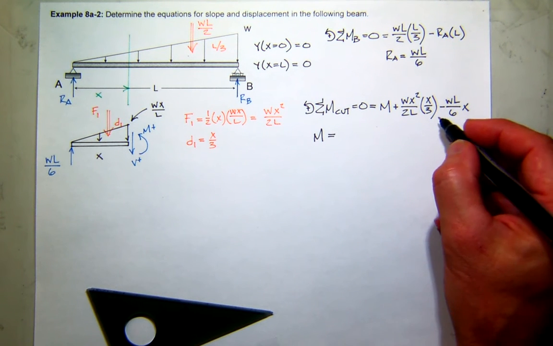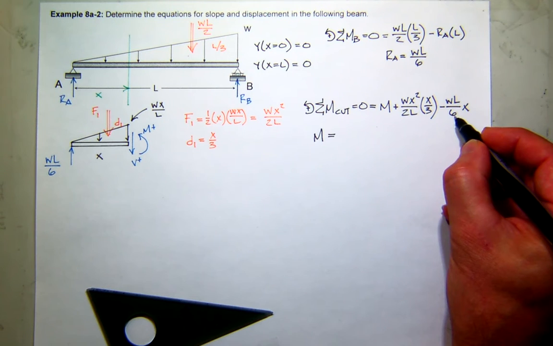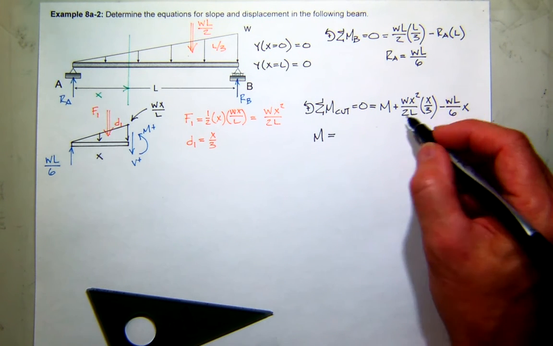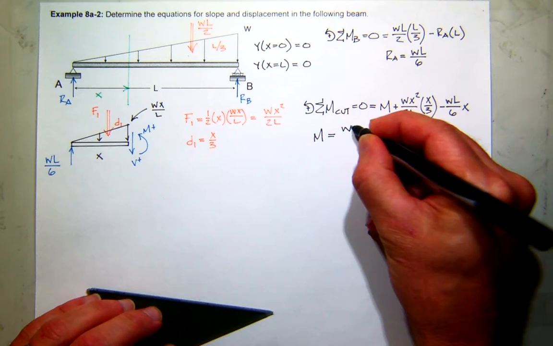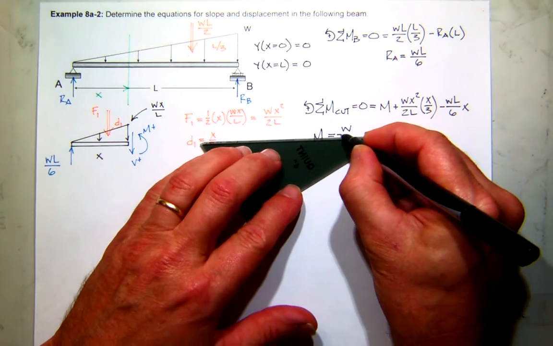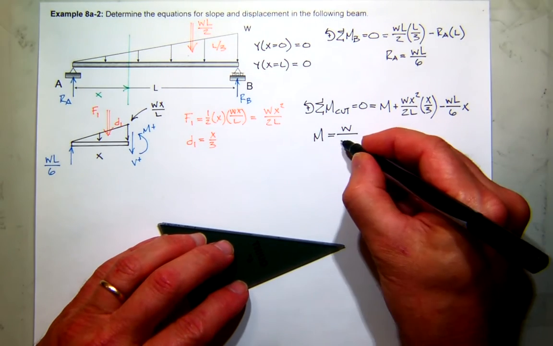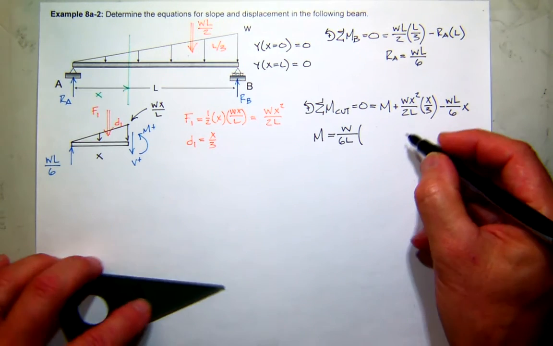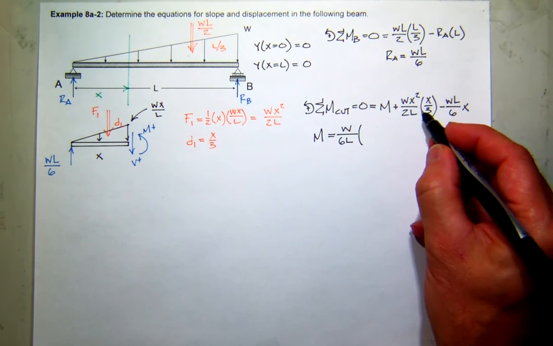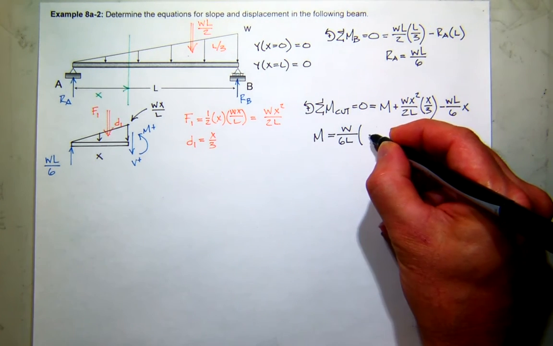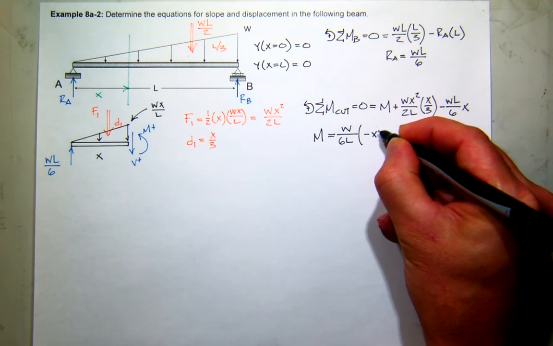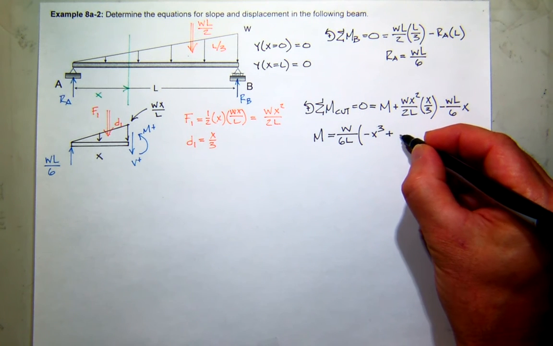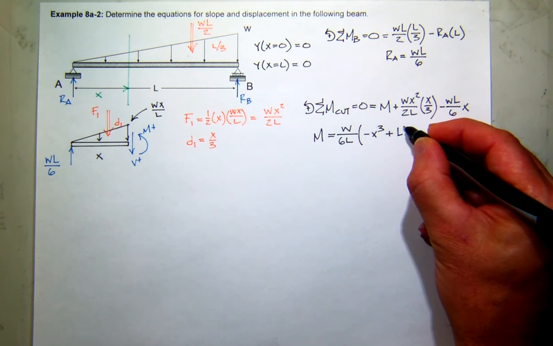I can pull out, oh, look at that. There's a 6 there and a 6 there. See that? So I'll pull out W, and I'll pull out a 6, and I think I'll even pull out an L. So in the first one, that'll leave me with, what, x cubed? And in the second one, it'll leave me with L squared x.